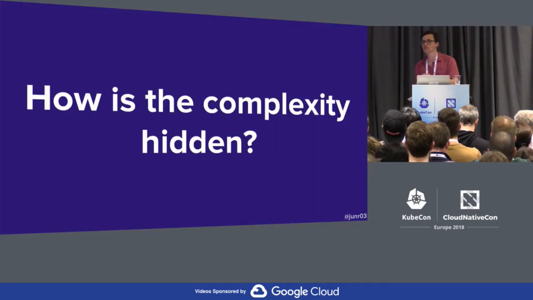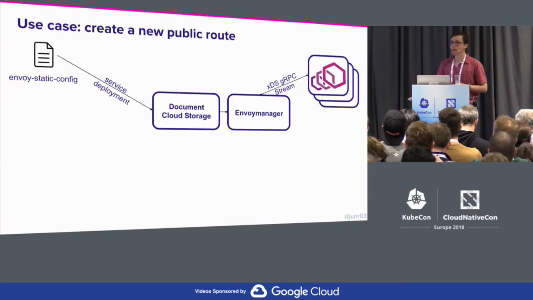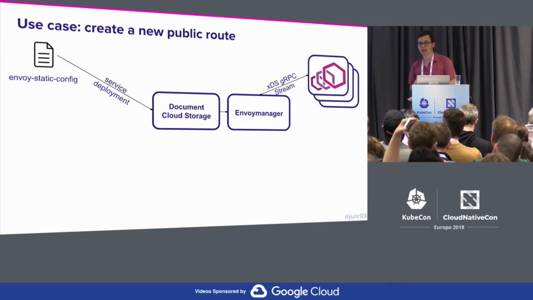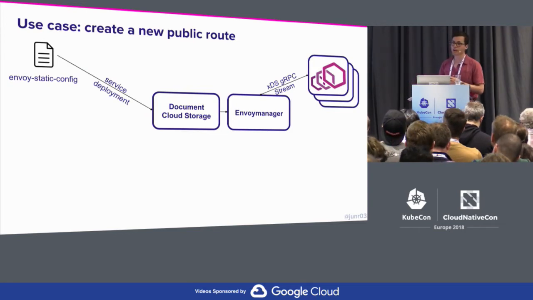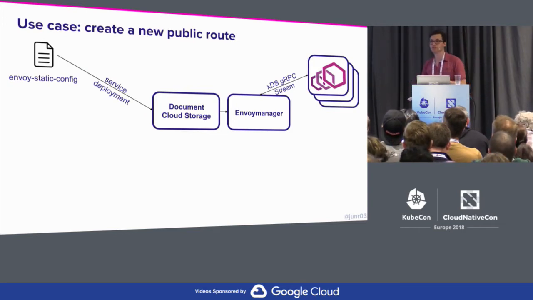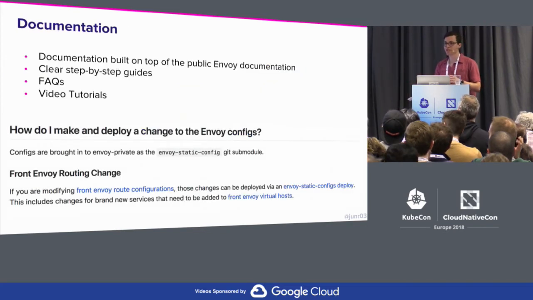So how is this new configuration system actually hiding this complexity and enabling developer productivity? Let's go back to the use case that I described at the beginning, where a service developer wants to expose their service to a new public-facing route. The service developer will first start by reading our documentation.